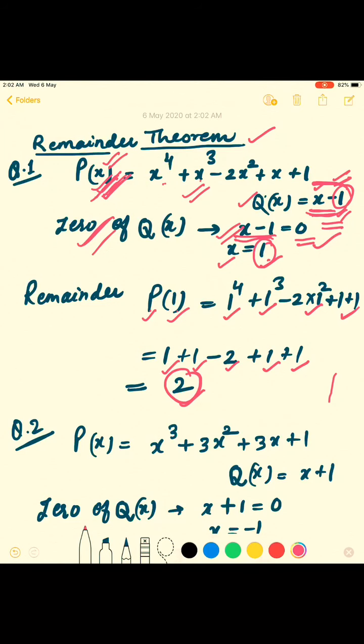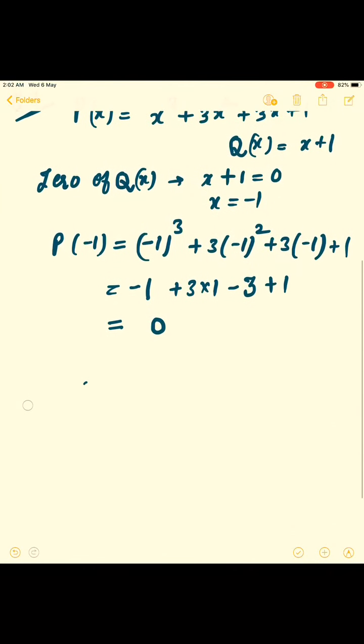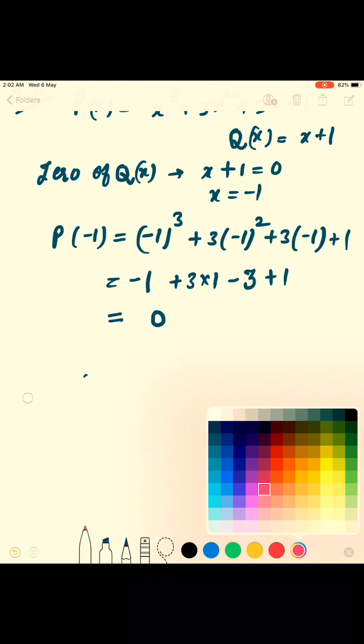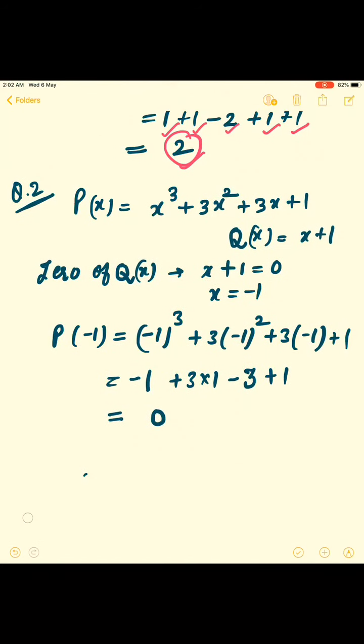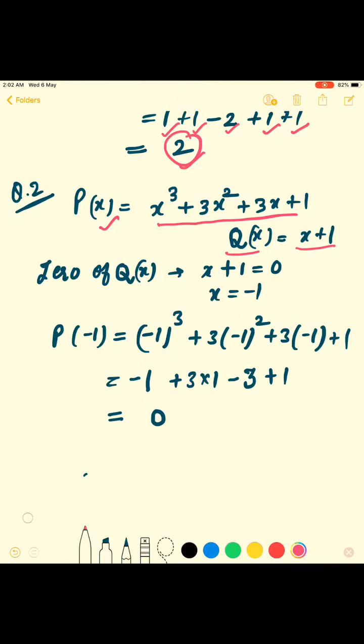Now let us have one more example. Let us see one more example. Now we are given this, a polynomial p(x) is this, q(x) is this, and again we are dividing p(x) by q(x) and we have to find the remainder. So first of all, we will find what is a here, what will be the value of a.